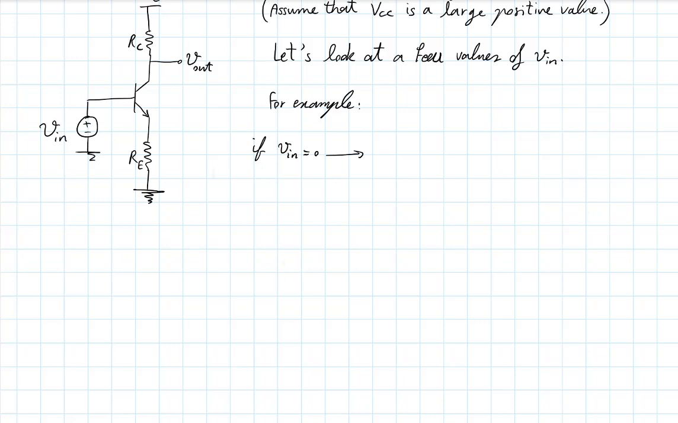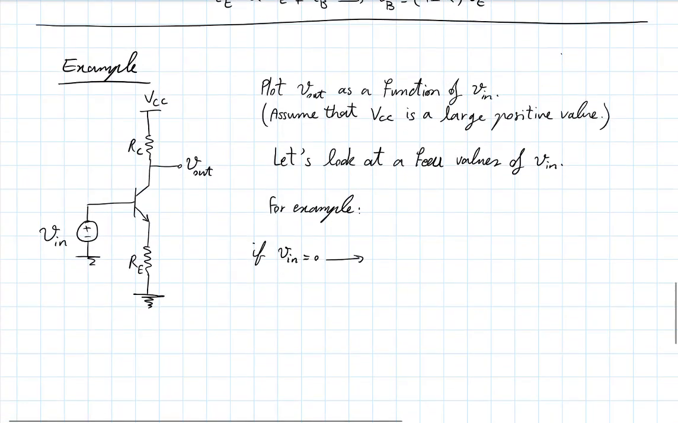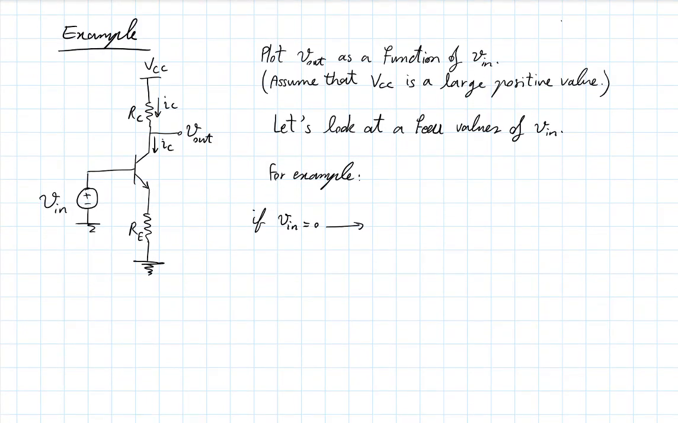Well, to find out Vout, things are easy because we have the collector current here, which also goes there. This Vout is not connected anywhere else, so that's the same current. Vout is simply VCC minus RC times IC. So all I need to be able to determine Vout is IC. Now, if Vin equals 0, what is IC? I also have two other currents to be considered, IB and IE.